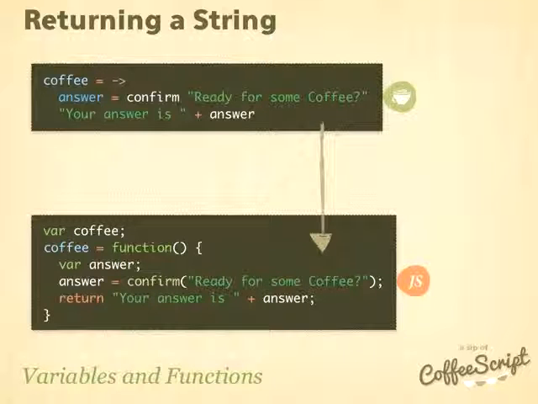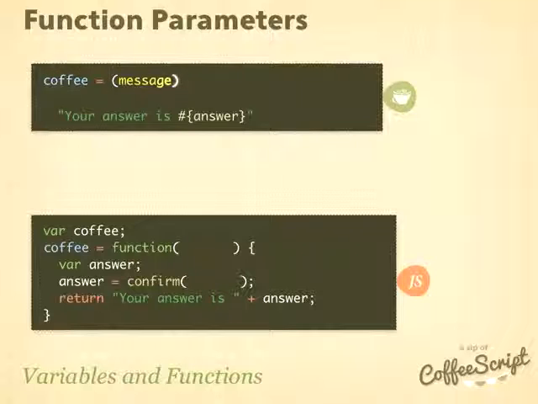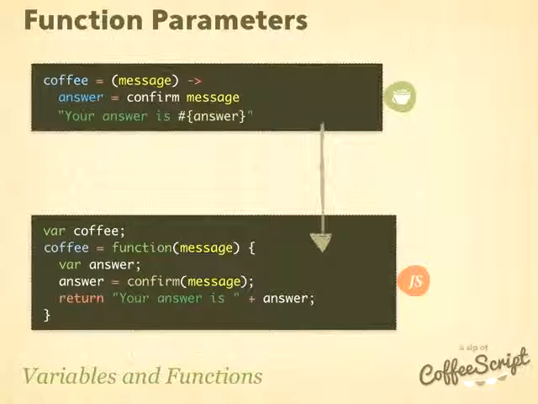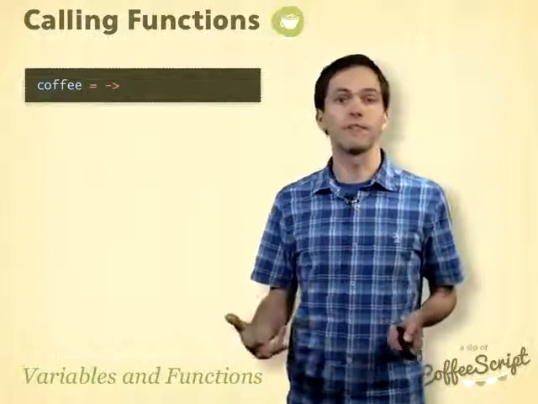Now the return value in CoffeeScript we can write in a better way using an interpolated string. So here you can see we say "your answer is #{answer}". It's going to get converted to the same code in JavaScript using the plus. To add function parameters, this is how we do it in CoffeeScript, and this is the JavaScript that it's going to generate. Pretty straightforward.